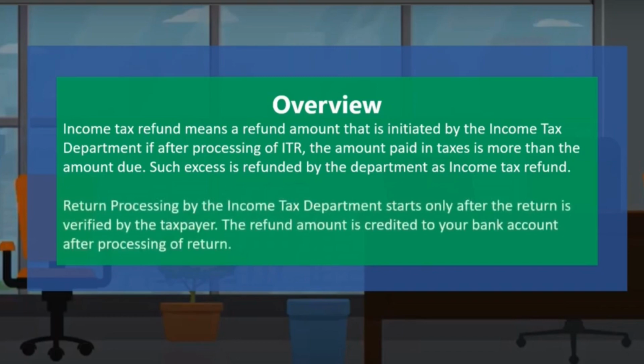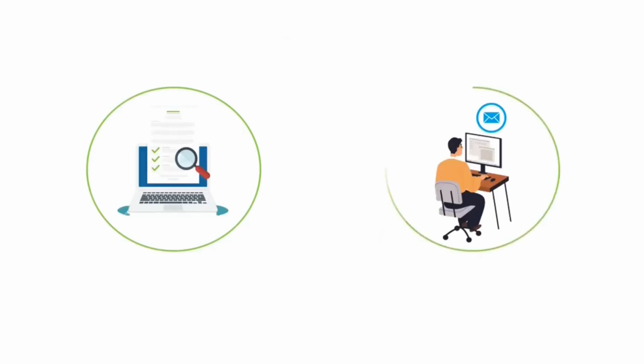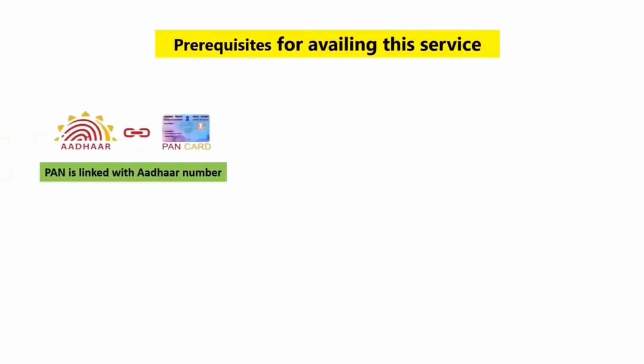Return processing by the tax department starts only after the return is verified by the taxpayer. The refund amount is credited to the bank account of the taxpayer after processing of the income tax return. However, if you have not received your refund, you must check if your Aadhaar is linked with your PAN. Also, please check for discrepancies in your ITR and any email notification from the Income Tax Department regarding refund. To know your refund status, your PAN should be linked with your Aadhaar number.